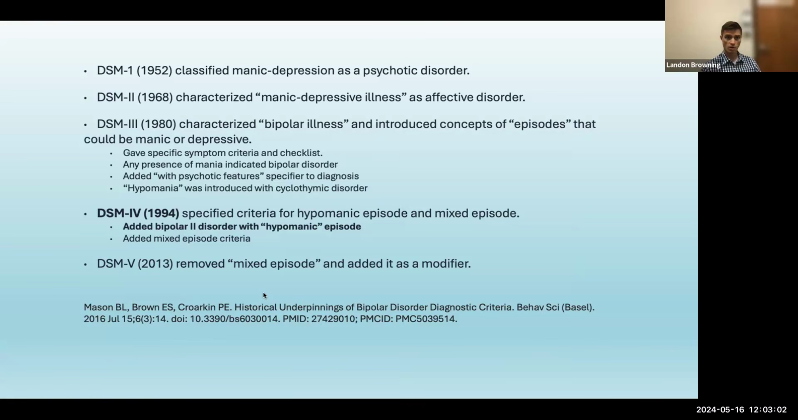The DSM-4, so there were 14 years between the 3 and the 4, came out in 1994 and specified criteria for hypomanic episode, and they added bipolar 2 disorder with hypomanic episode. And then DSM-5 in 2013 wasn't that different.